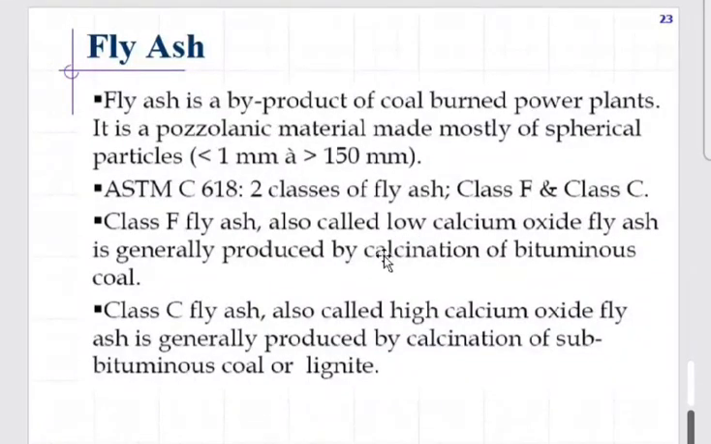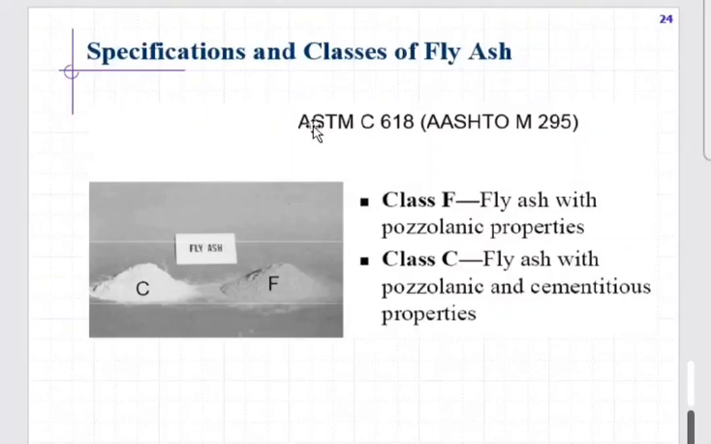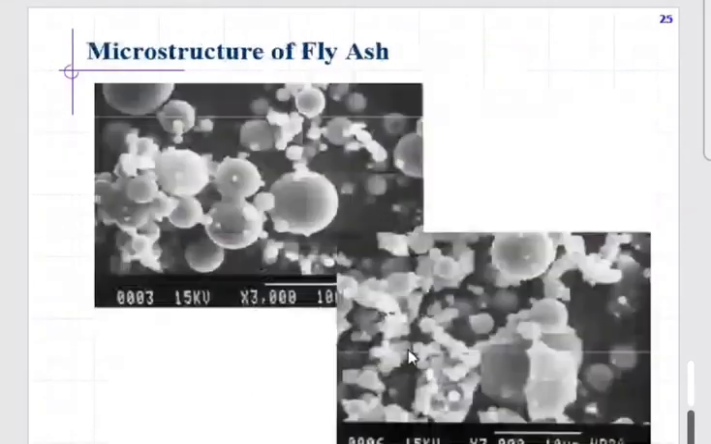Class F is produced by the calcination of bituminous coal, and the second one is by the subbituminous coal, that is called lignite actually. We normally use class F fly ash in our construction industry. So these are the two classes which we discussed a while ago. ASTM C618 is the standard which classifies these two classes of fly ash, class F fly ash and class C fly ash.